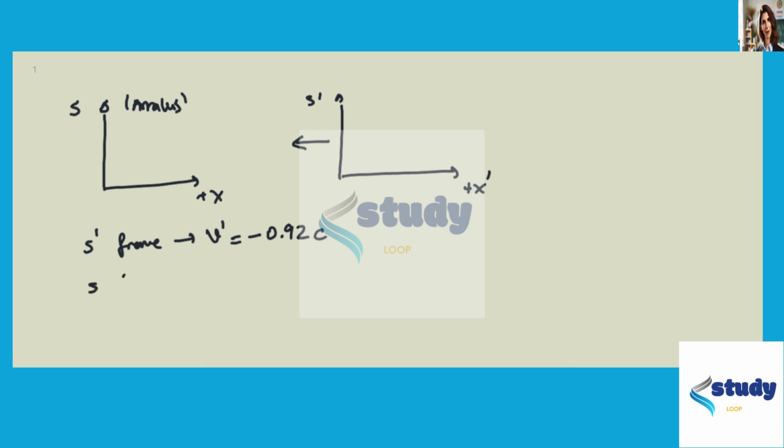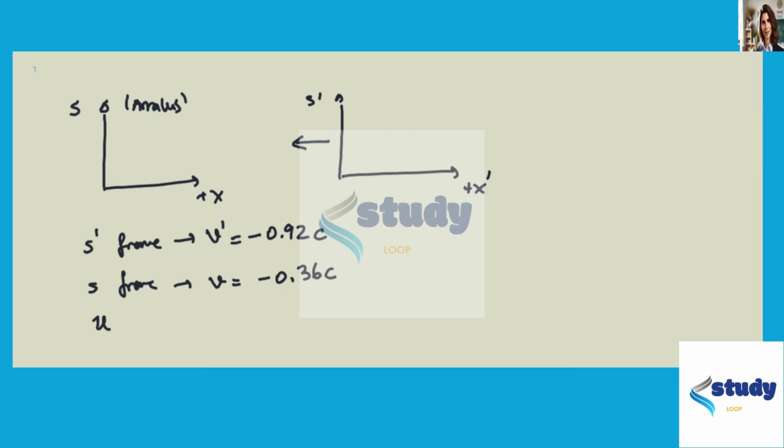And in the S frame, an observer measures the speed of this rocket as 0.36c. Again, it's going to be negative here. Now we're looking for the speed of the spacecraft relative to the planet. Let's call it u. This is what we're looking for.